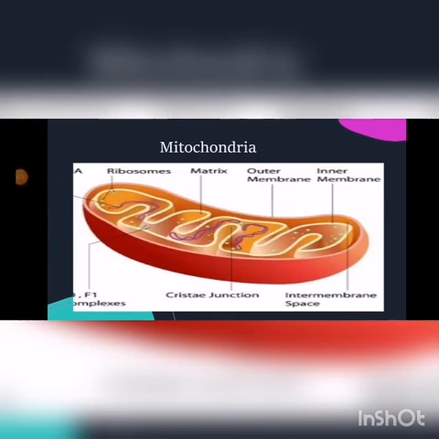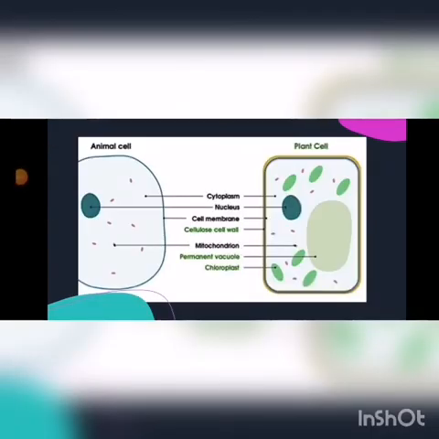Next, difference between plant and animal cells. In this lesson, we study about plant cell and animal cells, and the different cell organelles. Next, we study about difference between plant and animal cell. In a plant cell, cell wall is present. In an animal cell, the cell wall is absent.